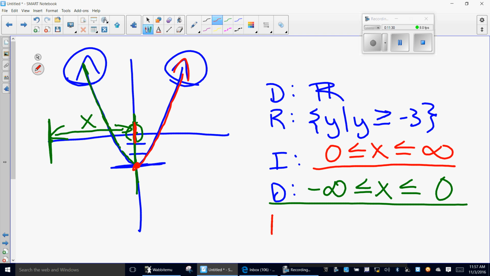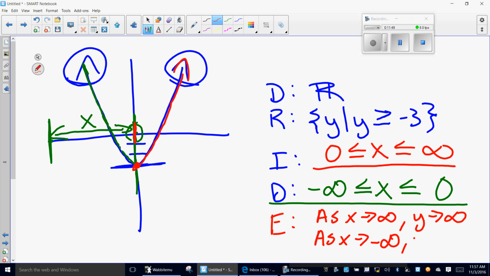Okay? How about the end behavior for this one? As x goes to positive infinity, so as I go to the right, what happens to y? Y goes to positive infinity. As x goes to negative infinity, y goes to positive infinity.